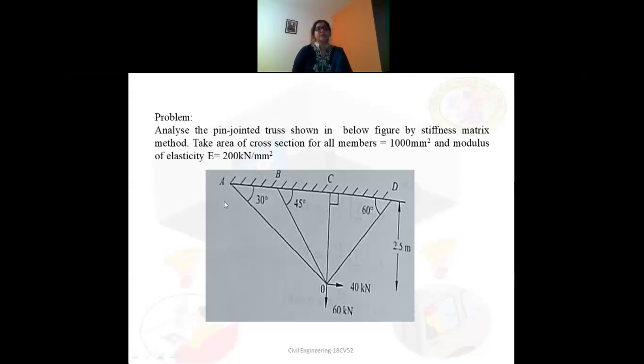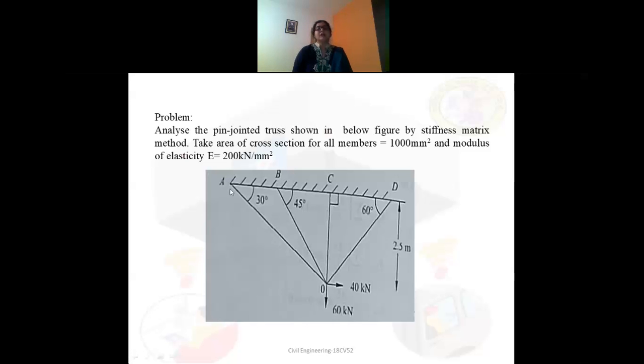So in the previous class we discussed what are the formulas that we need to use, that is AE by L into cos theta sin theta, AE by L into cos square theta, minus AE by L into cos theta sin theta, and minus AE by L into sin square theta. So those formulas we have to use to analyze this frame, or pin jointed frame, or truss.